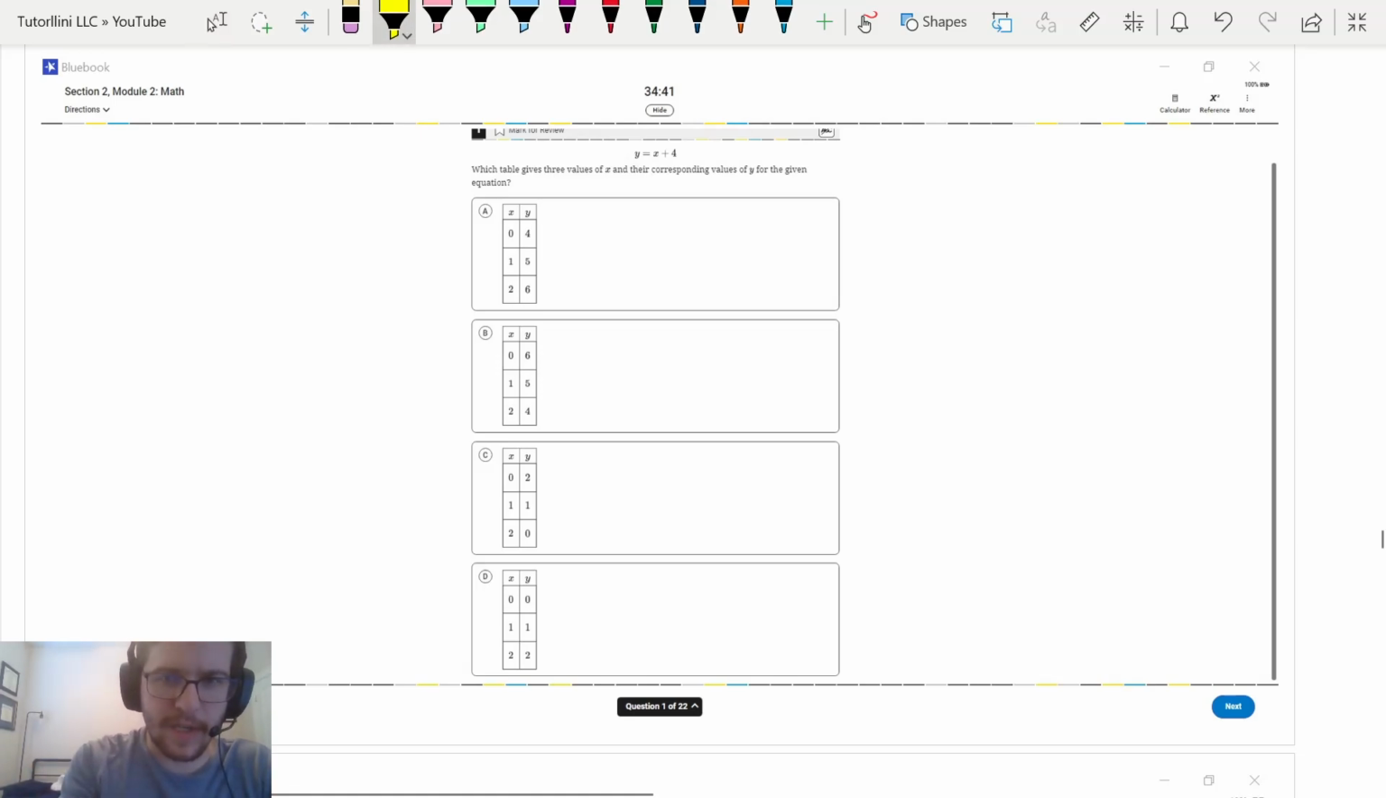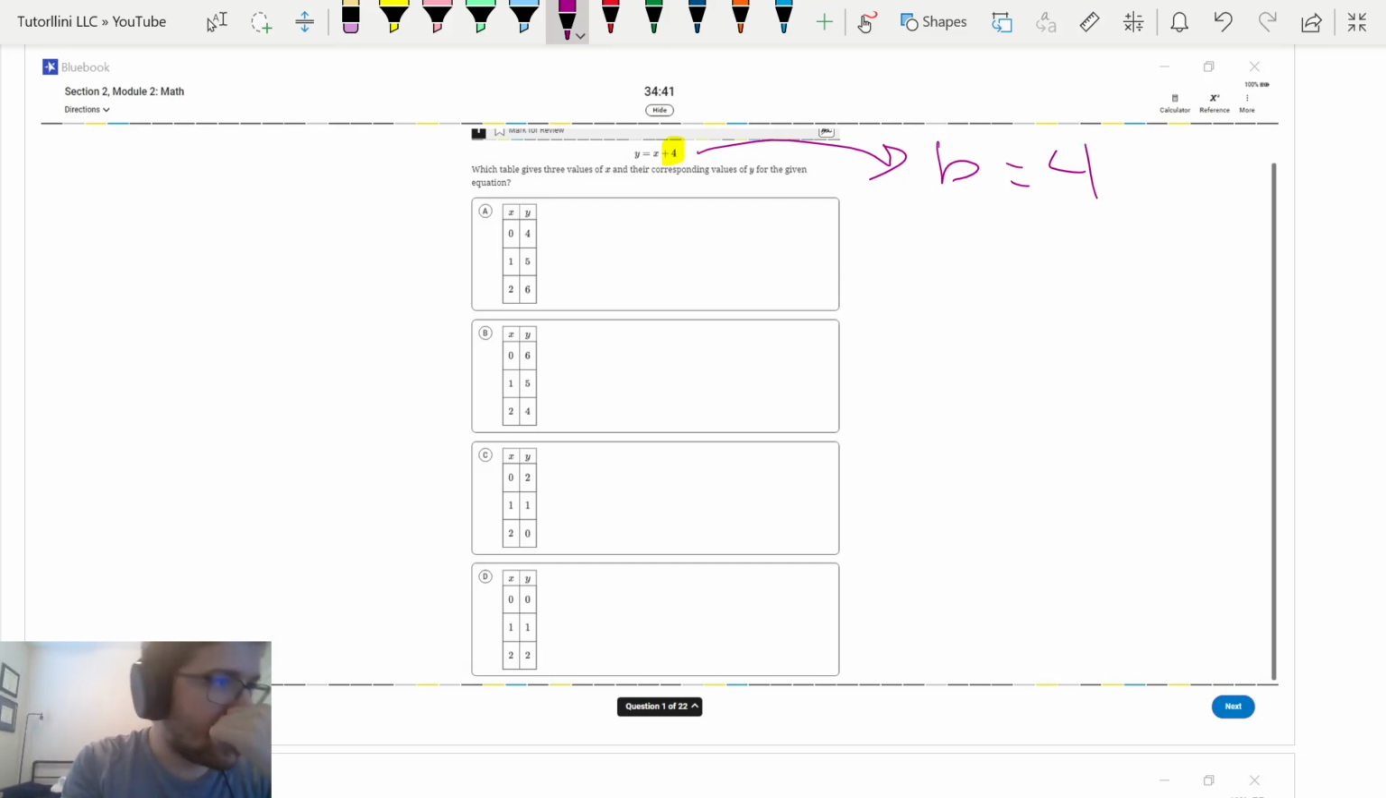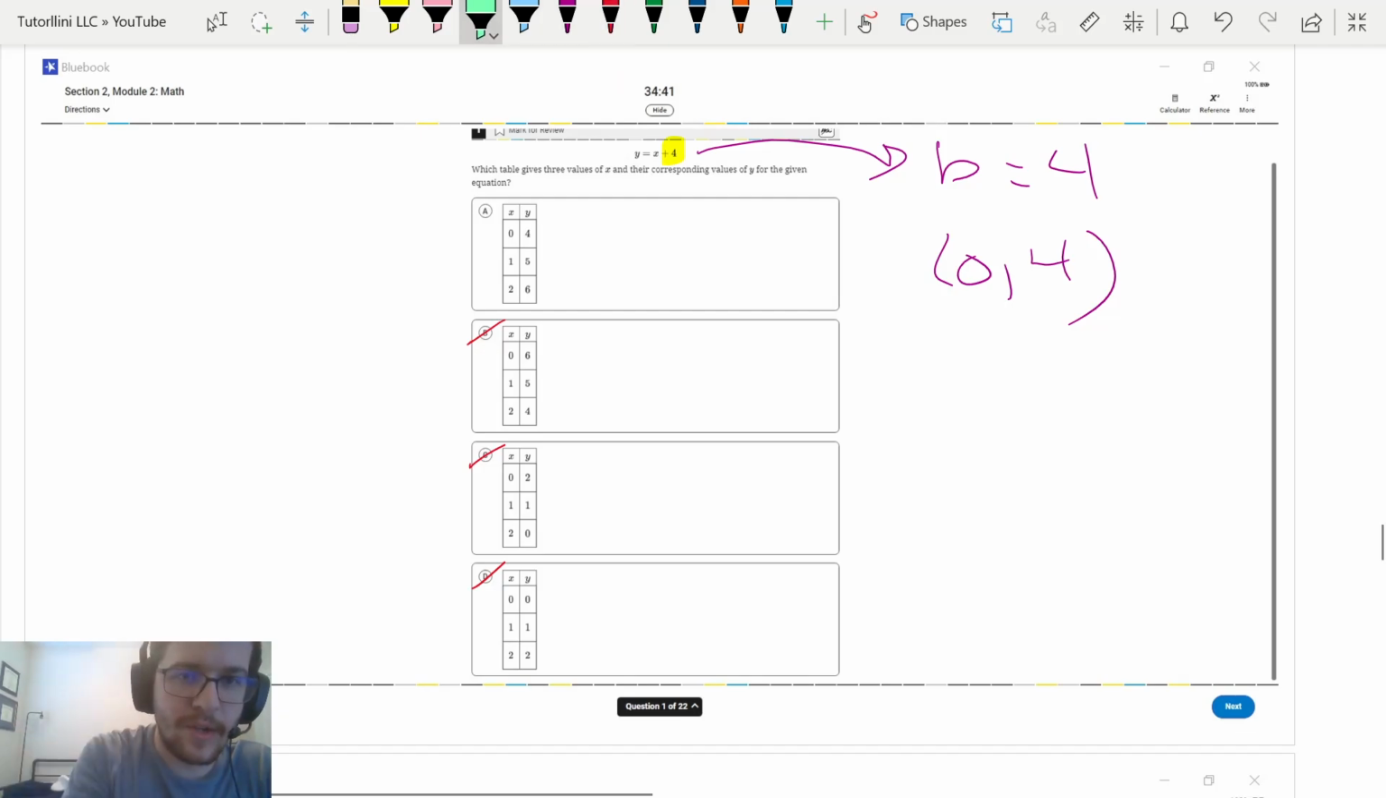Okay, so for this one, I would first recognize that this is your B. So B equals 4. So the y-intercept is 4. So that means 0, 4 is a point. The y-intercept always has 0. The only one with 0, 4 as a point is A. All the other ones have the wrong y-intercept.